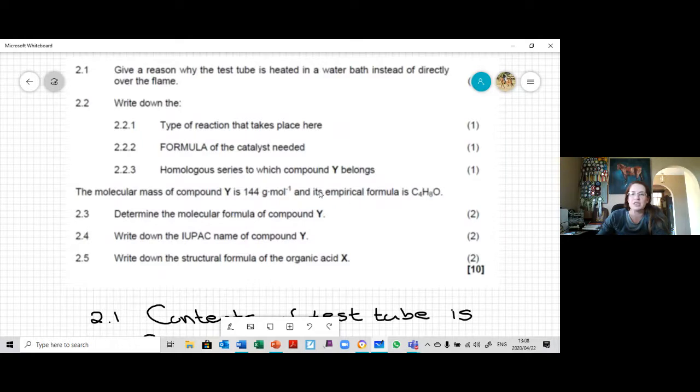Now we move on to the slightly trickier question. Molecular mass of compound Y is 144 grams per mole, and we have its empirical formula. We have to determine the molecular formula. Now, guys, this is where it's important to go all the way back to grade 10. And remember the differences between a molecular formula and an empirical formula.